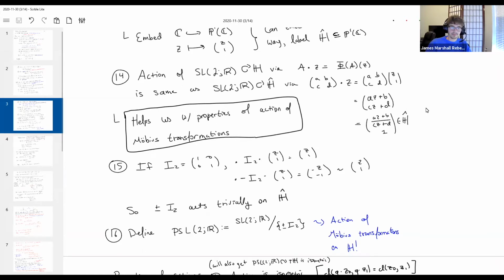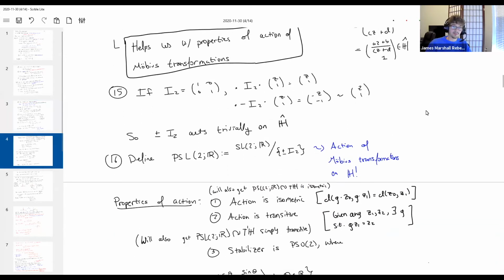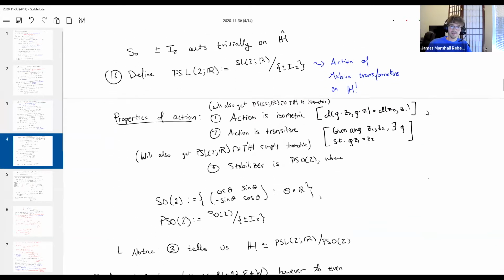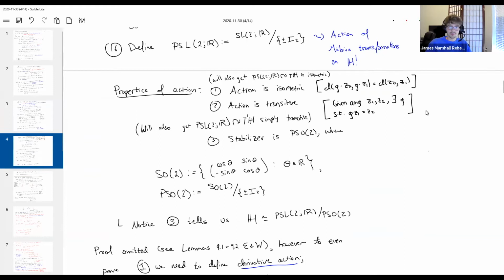Okay, so where are we going from here? We want to look at properties of this action. So three kind of notable properties. This action of PSL2R on H is isometric. So this verifies the fact that Mobius transformations are isometries.